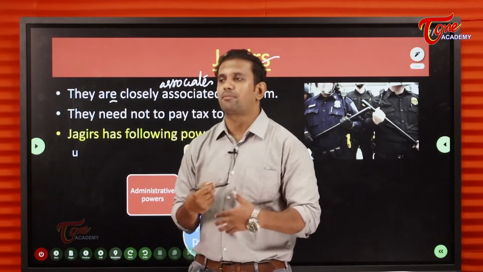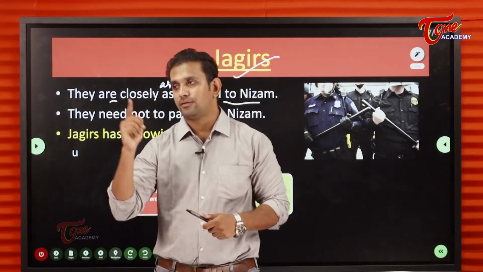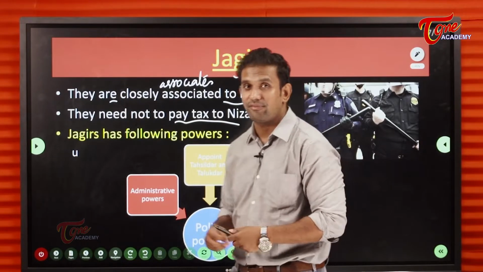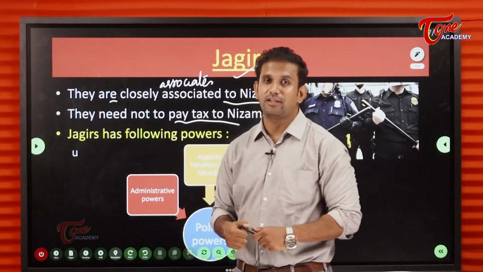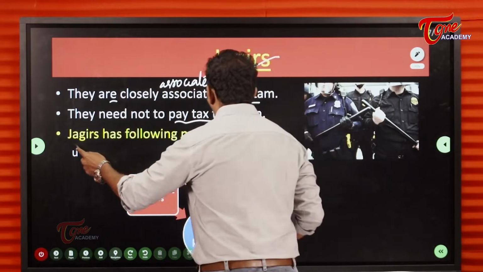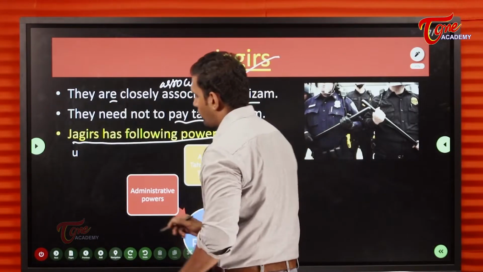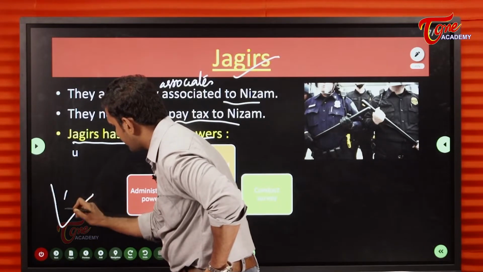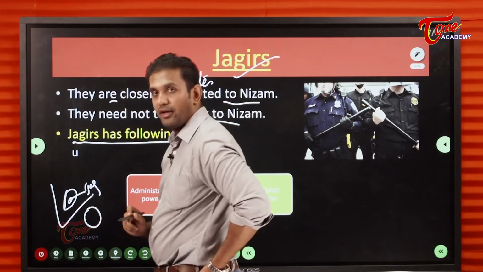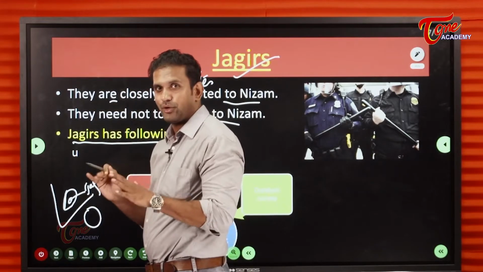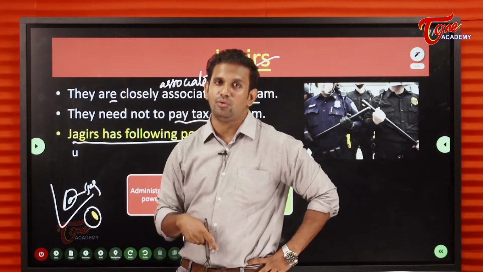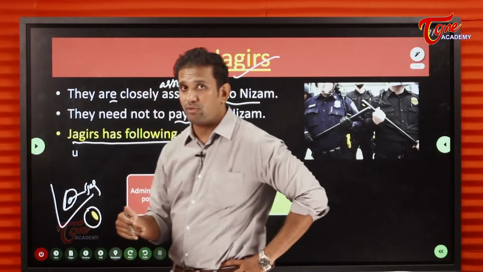Once the Nizam gave a Jagir land, that person need not pay any tax to the Nizam. He is getting it free. On Jagir lands, no tax will be levied by the government. Jagirs have the following powers. Let's suppose in this Hyderabad state, Sujath sir has been given a Jagir of this area. I am given a Jagir by the Nizam. I was very happy I got this land. What kind of powers will I have? Do I only collect the revenue, or are some other powers also given to me? Some other powers are also given to me.